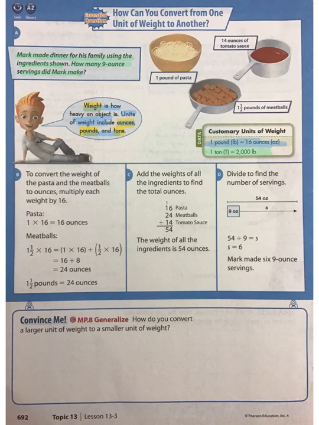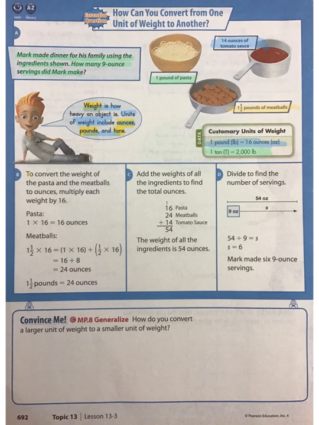If we look and see what he has, 1 pound of pasta, 14 ounces of tomato sauce, and 1.5 pounds of meatballs. Since we have a variety of pounds and ounces, we have to convert everything into the same unit. So since ounces is the smallest, we are going to convert all of our pounds into ounces. And then we can add together to see how much he has.